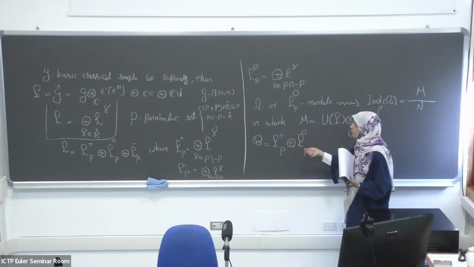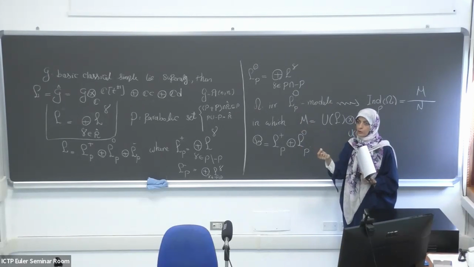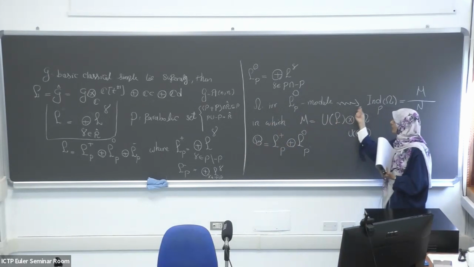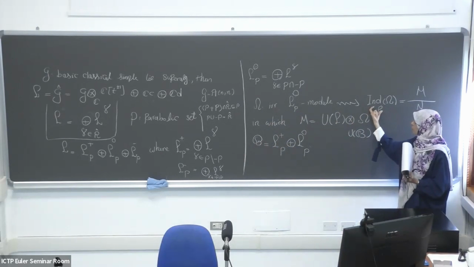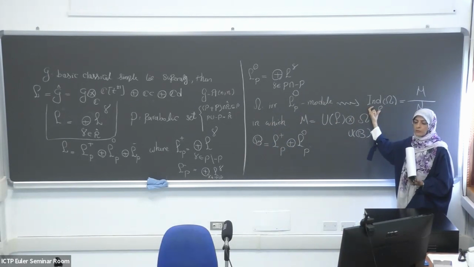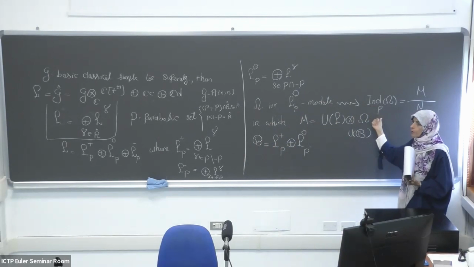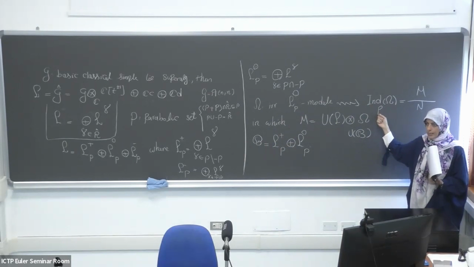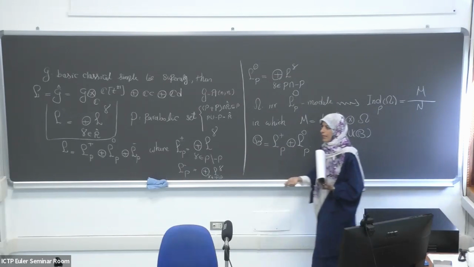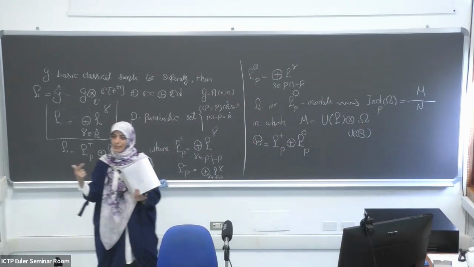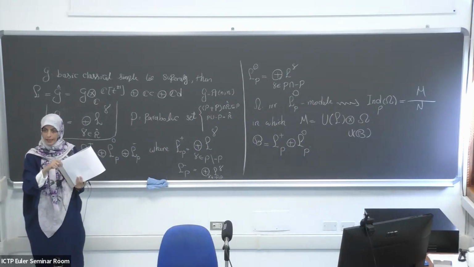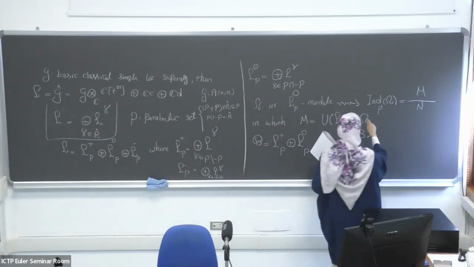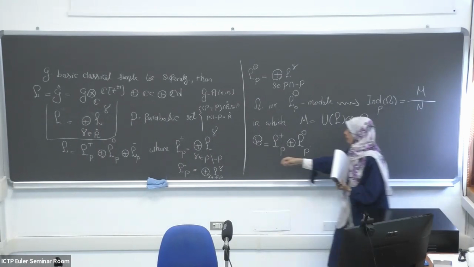And I told you for the classification, it's very important to realize whether a module can be constructed in this way or not. We refer to this kind of irreducible module as parabolically induced. We call it parabolically induced because P is a parabolic set. And so the question is whether all modules are parabolically induced.